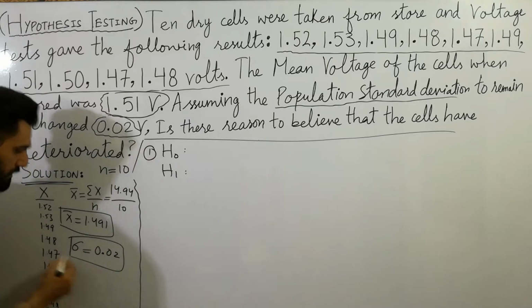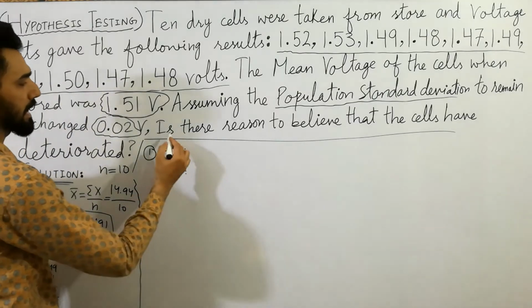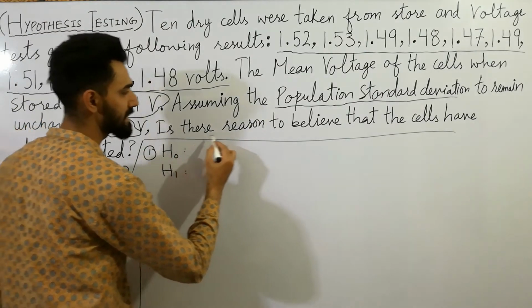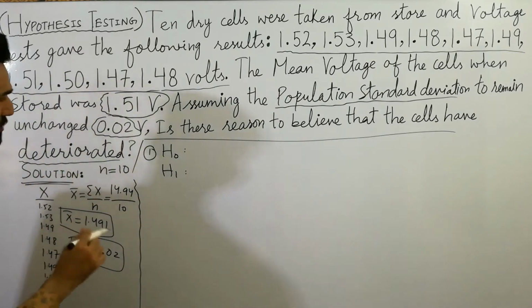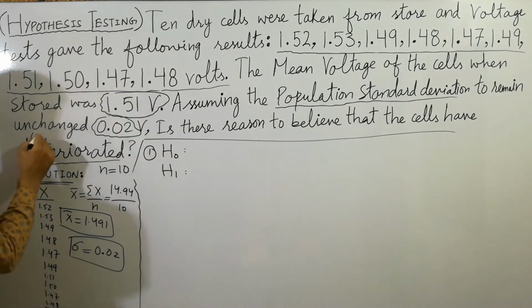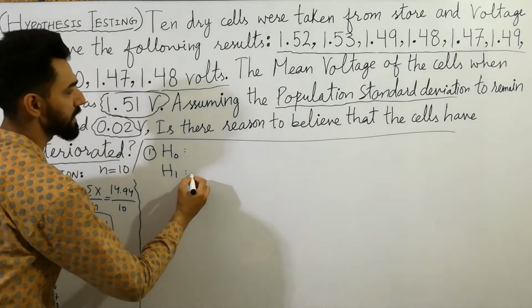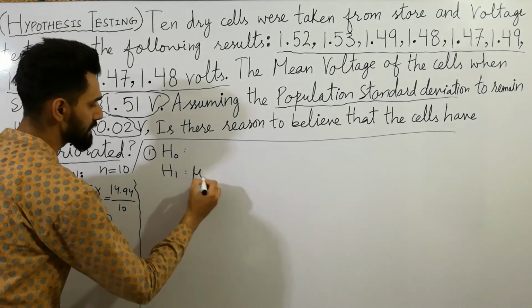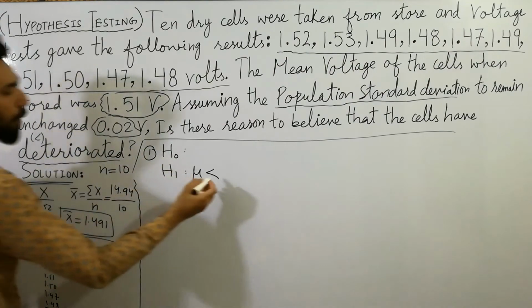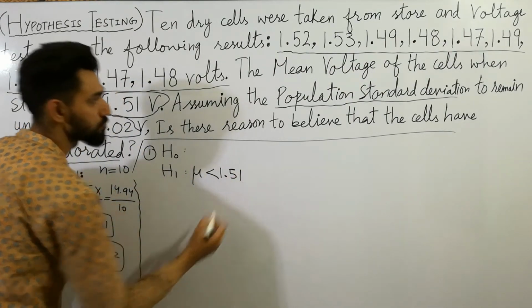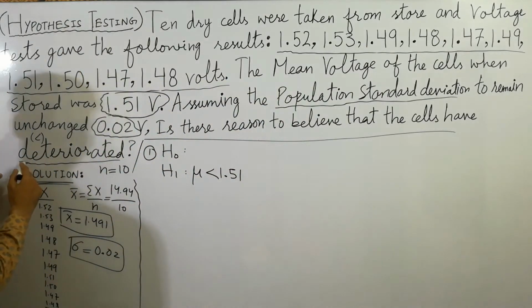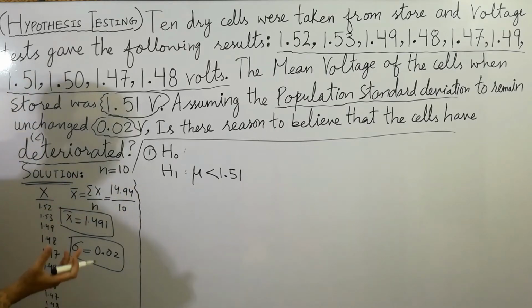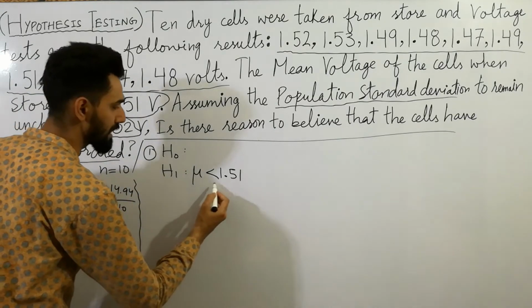So next is H1, and the last statement is: is there reason to believe that the cells have deteriorated. Must remember that deteriorated means less. This sign shows less than. So H1 will be for population mean, mu less than 1.51. This is the population mean given here, 1.51, and because deteriorated means less, we get mu less than 1.51.